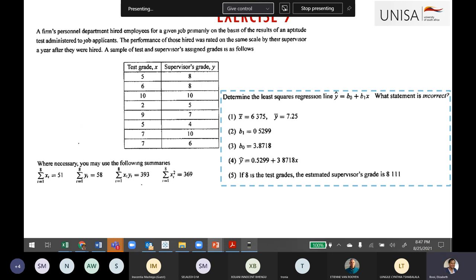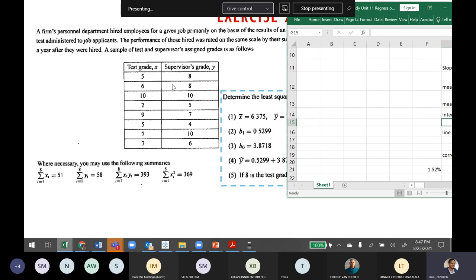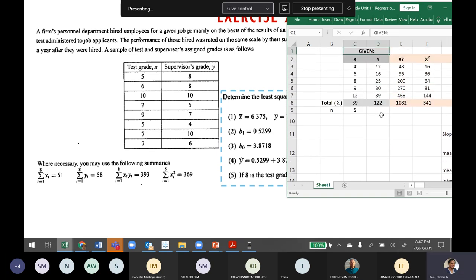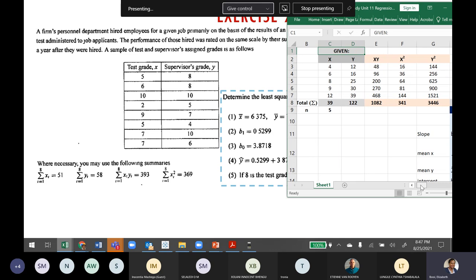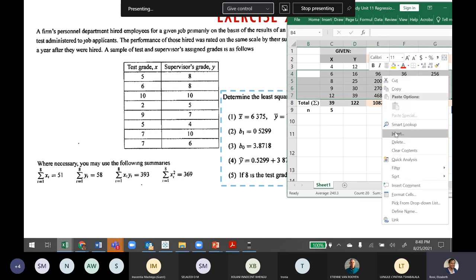Given the test grade and the supervisor grade, determine the equation of your regression and answer which of the statements is incorrect. So I'll also go and capture the data while you also capture the data. Let's do that. So there are how many? I didn't count. 1, 2, 3, 4, 5, 6, 7, 8. There are 8 values. I need to scroll to the side so I can see everything on the table. There are 8, so I need to add 4 values. Insert down.